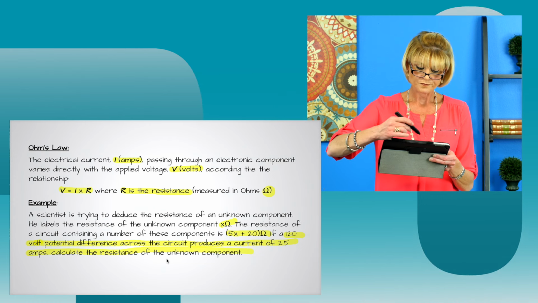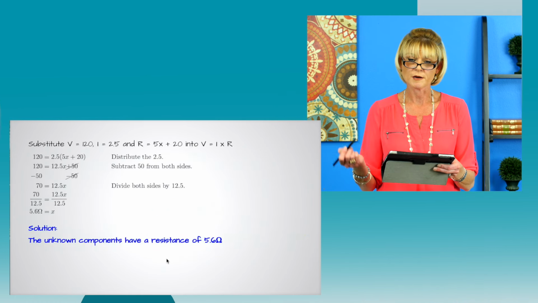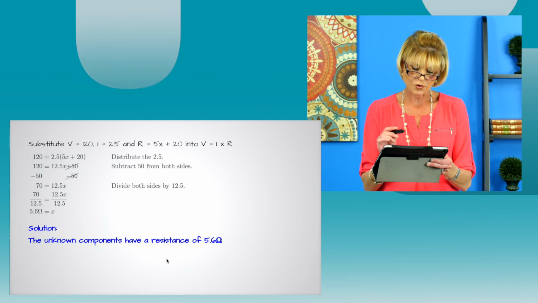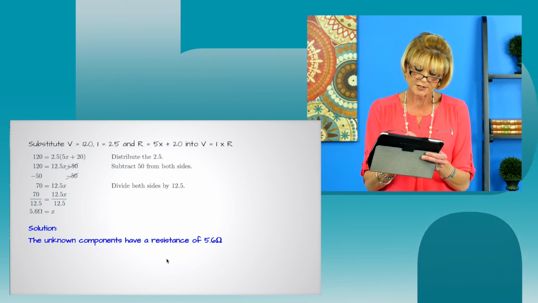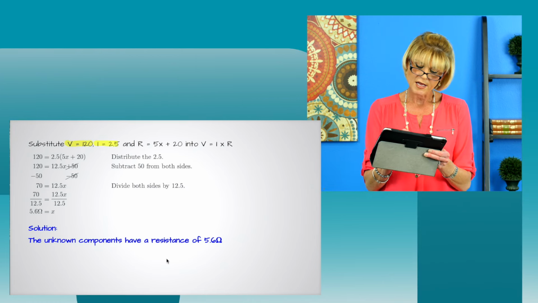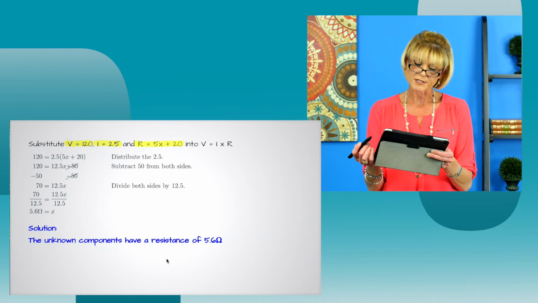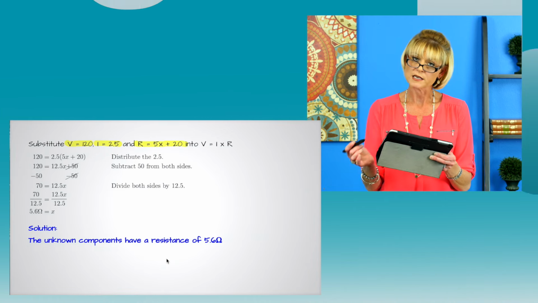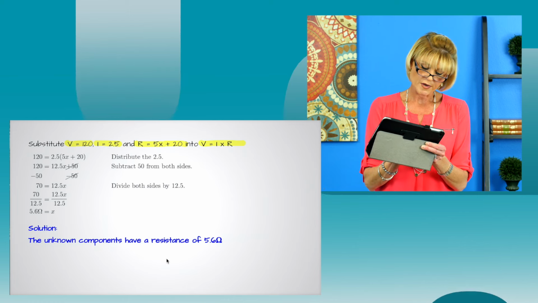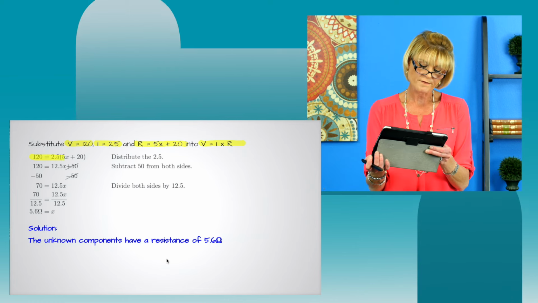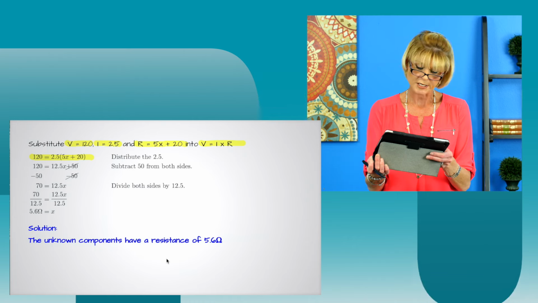Watch what we're going to do. We're simply going to substitute the numbers that are in the problem into the formula. So V equals 120, I equals 2.5, and R equals 5X plus 20 into V equals I times R. So we have 120 equals 2.5 times (5X plus 20).